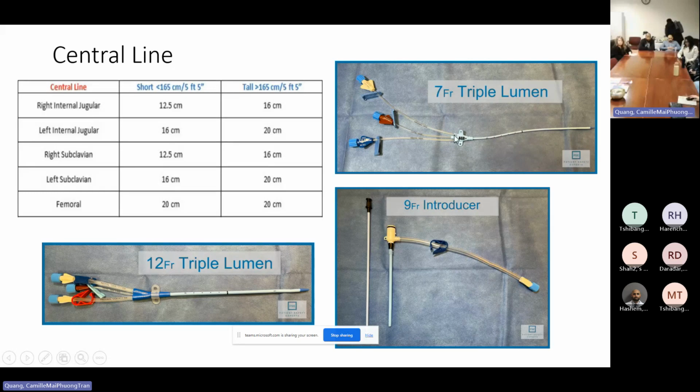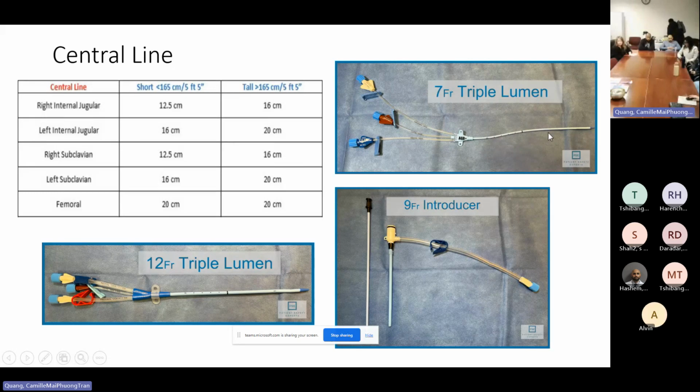This is a little ICU trick. If you have a patient who has a Cordis already in, you can quite literally take this triple lumen and thread it into the back of the Cordis. You don't have to stick your patient, you don't have to do any procedures, and you now have a triple lumen. You have your three ports.